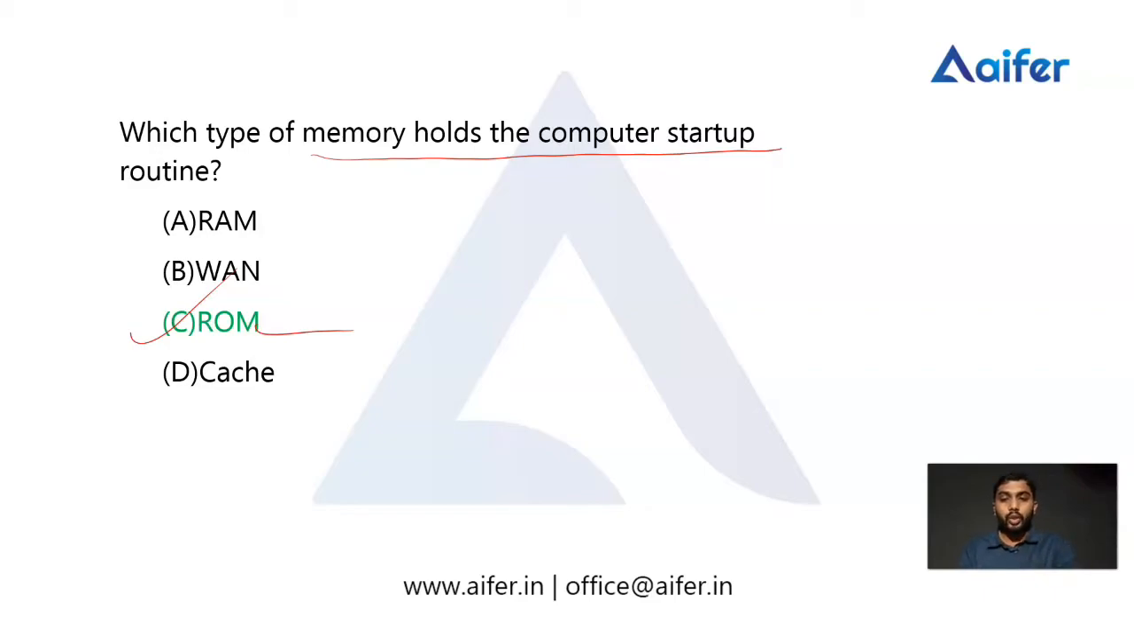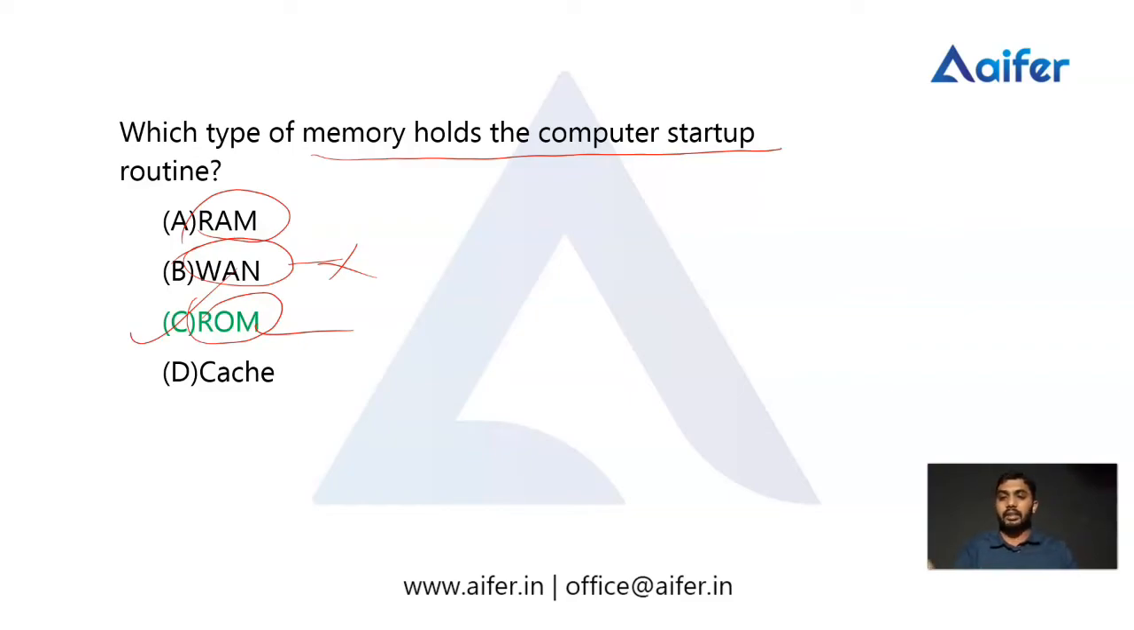So ROM means read only memory, RAM means random access memory, and WAN is wide area network. Wide area network is not related to computer memory. We know that wide area network means the connection of networks, a globally connected computer network. That is WAN.